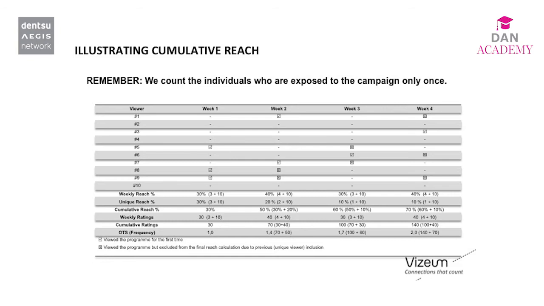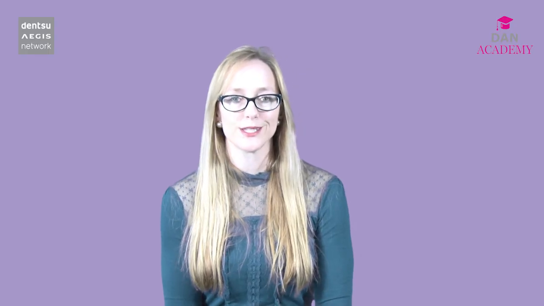However, once you get to week number 2, you'll see that duplication starts coming in, and because we're building cumulative reach, you can't count the same person twice. So we now have a weekly reach of 40%, but our unique reach is only 20% because only 2 unique new viewers or readers saw the ad. And so it goes to week 3 and week 4, each week taking out the duplication and looking at unique or cumulative reach.